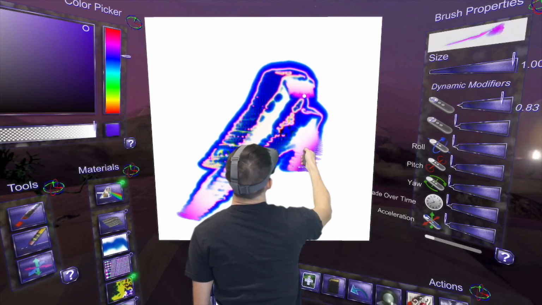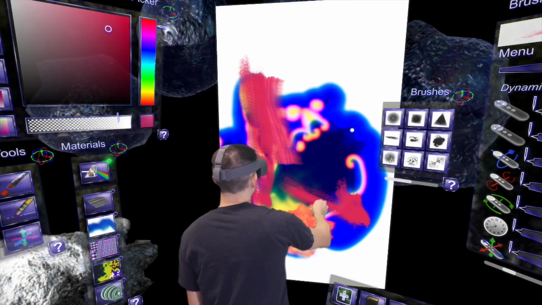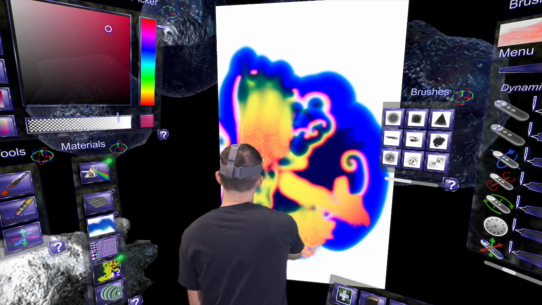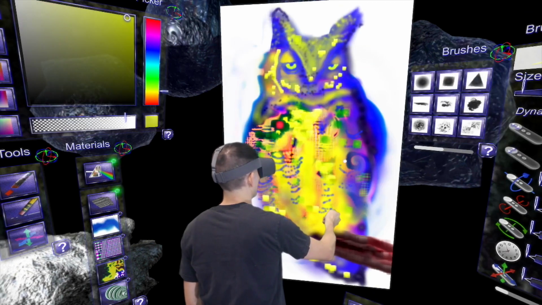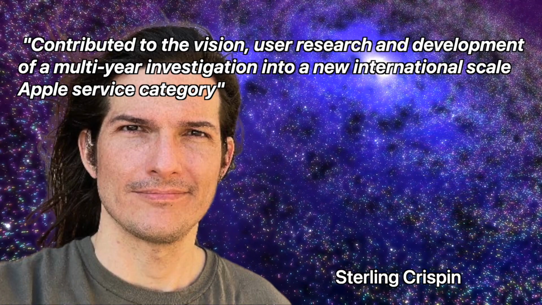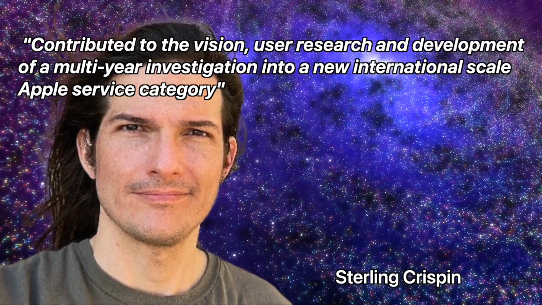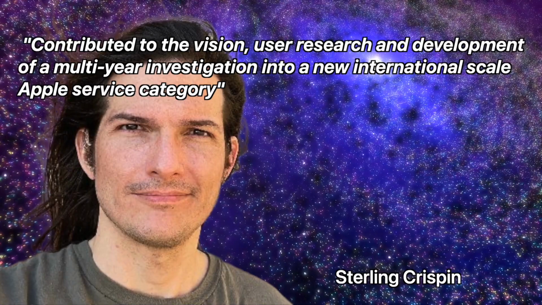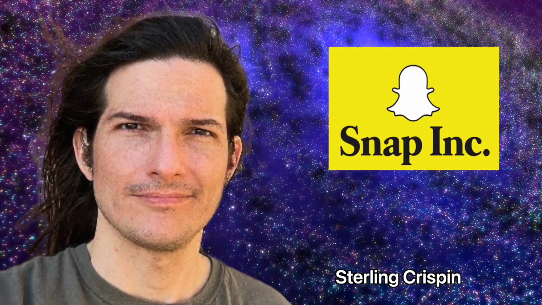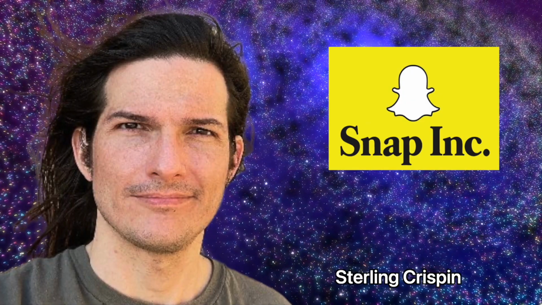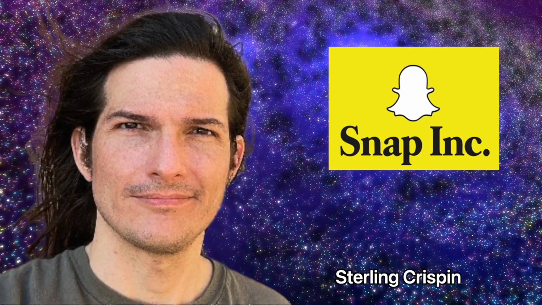work. Sterling Crispin, who created VR painting app Cyberpaint, joined Apple in 2018 to work as a neurotechnology prototyping researcher, where he says he contributed to the vision, user research, and development of a multi-year investigation into a new international scale Apple service category. He left in October 2021 to join Snap to work on its spectacles project as a design engineer. He would have been hired for his knowledge of this field.